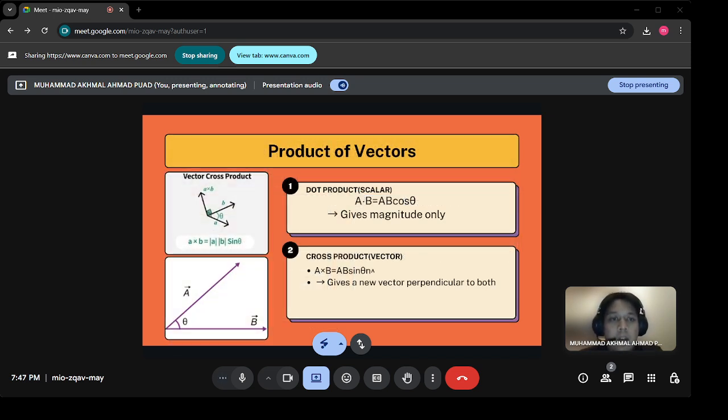So for the product of vectors, first we have the dot product, for scalar, A dot B. So you get AB cos theta. It gives magnitude only. While the cross product is for vector, A crossed with B, so you get AB sin theta. It gives a new vector perpendicular to both.